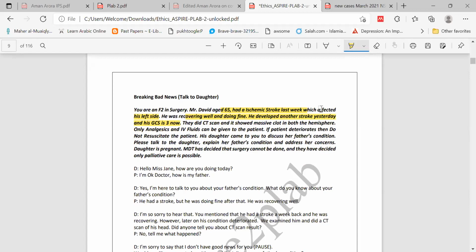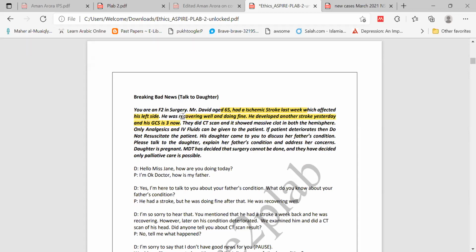Now, he has been in the hospital for a week, this guy. He was recovering well. And then he suddenly collapsed again and now his GCS is 3. He has suddenly deteriorated on your ward. That's the information they're giving you. Then they did a CT scan and it shows a massive clot in the brain. Only analgesics and IV fluids can be given to the patient.